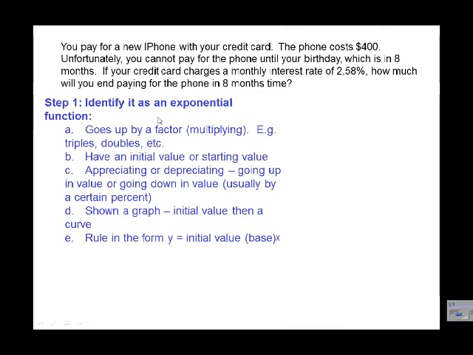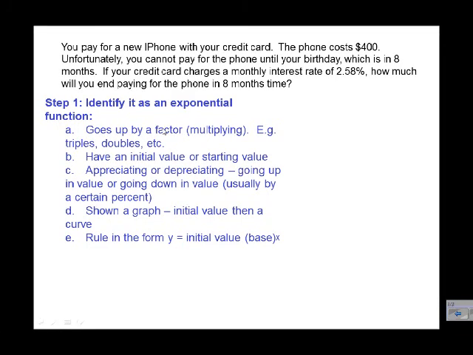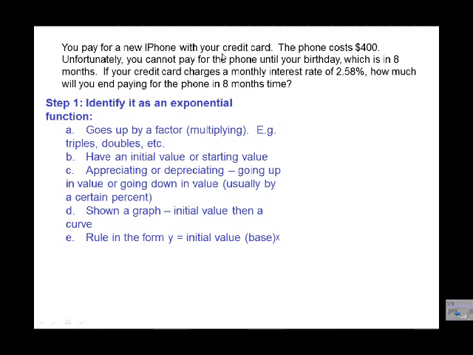So first thing we need to do is identify it as an exponential function. A few ways we can do that. One, you may notice that it goes up by a certain factor. That means we're multiplying by a certain amount every time. Good indication of that is you may see words like doubles or triples. It doesn't seem to jump out at us in this case.